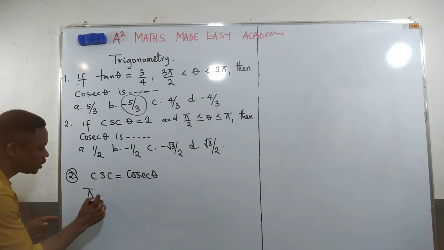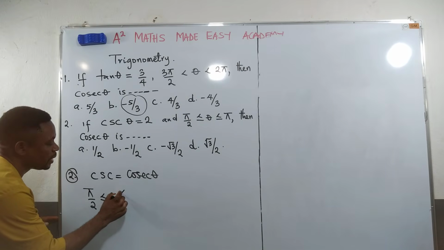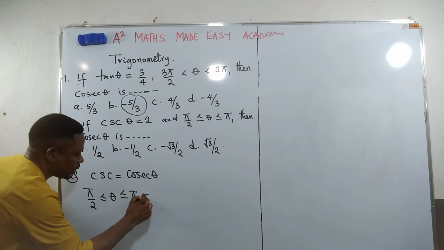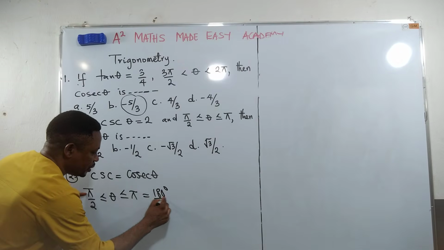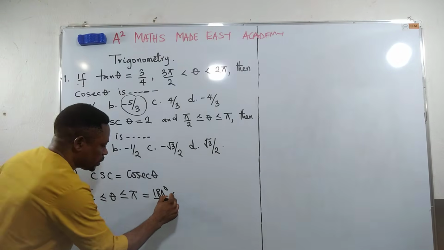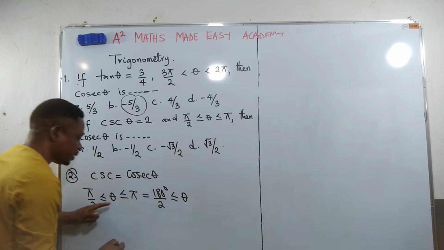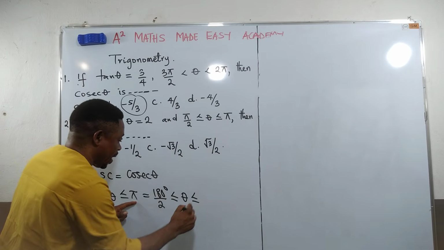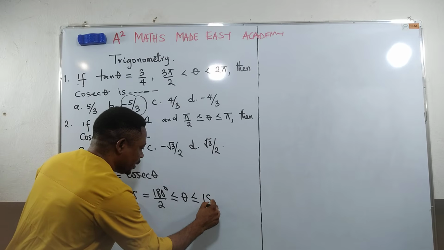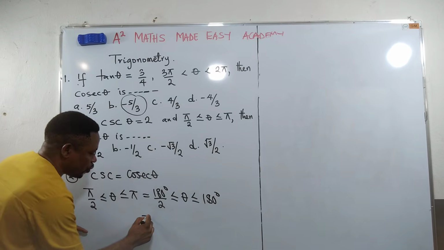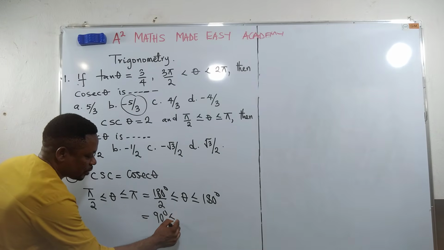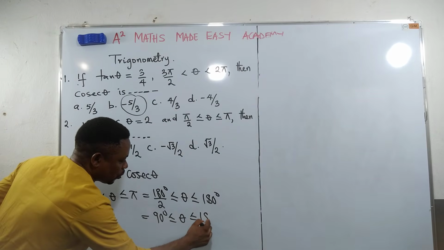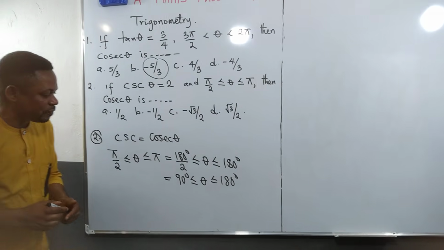Pi over 2 less than or equal to theta, then less than or equal to pi. Now let's convert it. This is 1 pi, right? Put it 180 degrees divided by 2, less than or equal to theta. Then this is also less than or equal to pi, and pi is 180 degrees. Now if you observe it, 2 can go into 180 to give you 90 degrees, less than or equal to theta, less than or equal to 180 degrees.